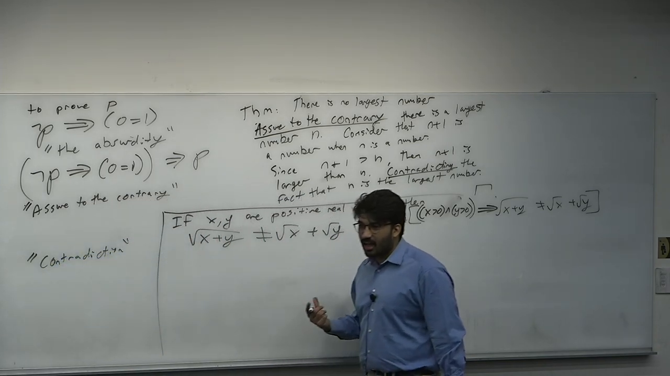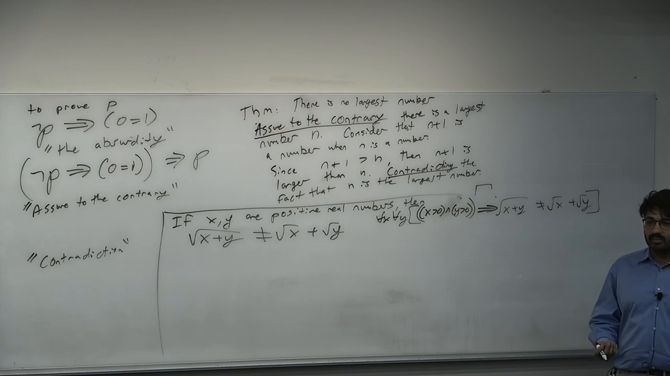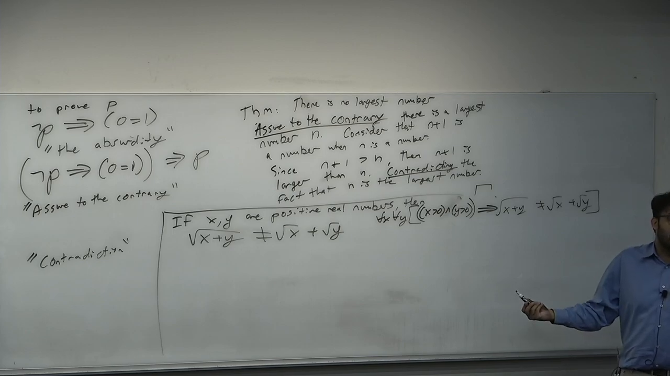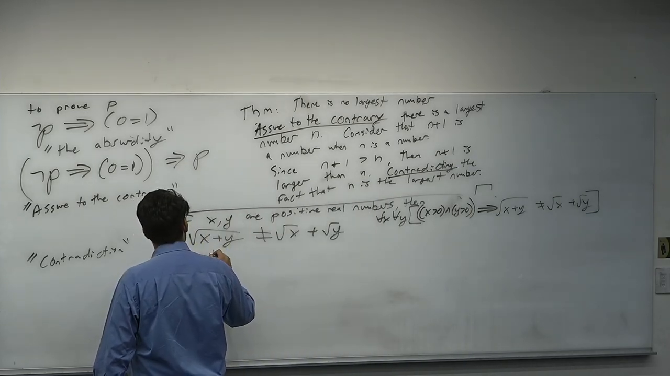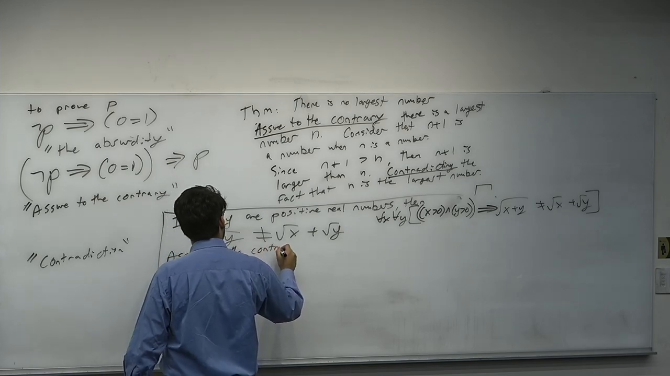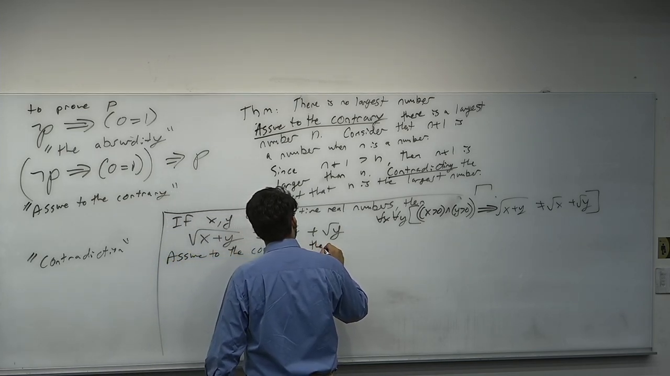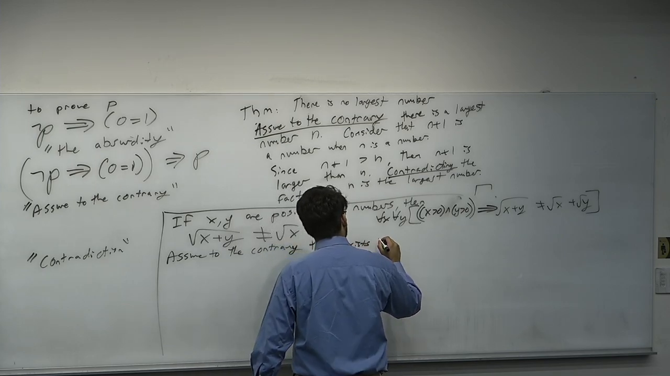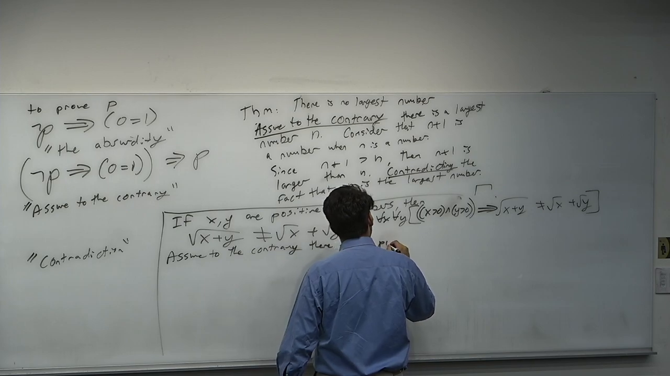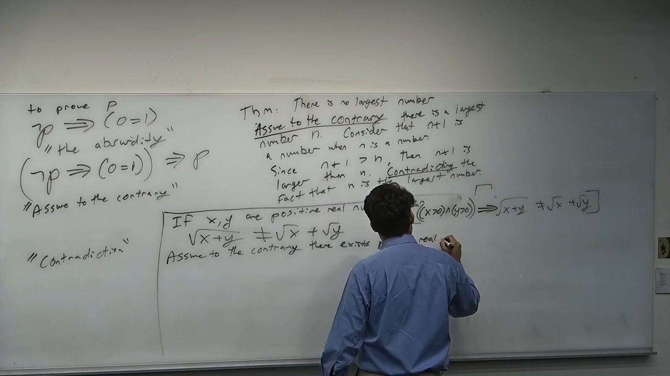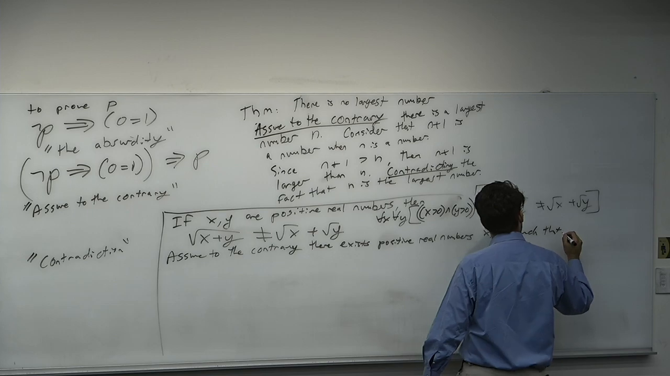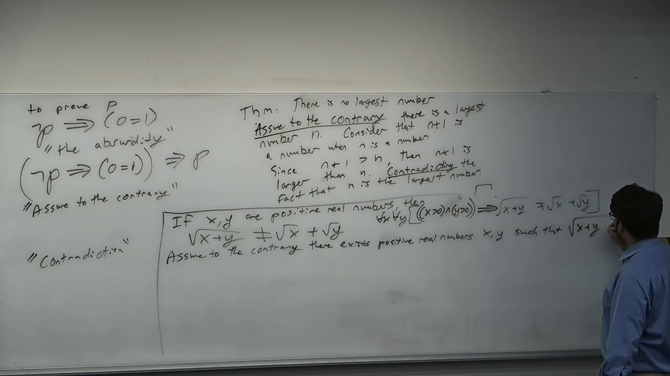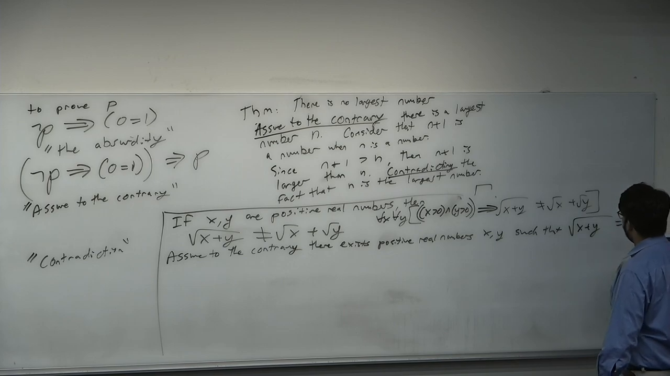Now, when you take the negation of a universally quantified statement, you have an existential statement. So when we assume to the contrary, we're simply going to get that there exists some number x and some number y. Assume to the contrary, there exists positive real numbers x, y, such that the square root of x plus y is equal to the square root of x plus square root of y, right?